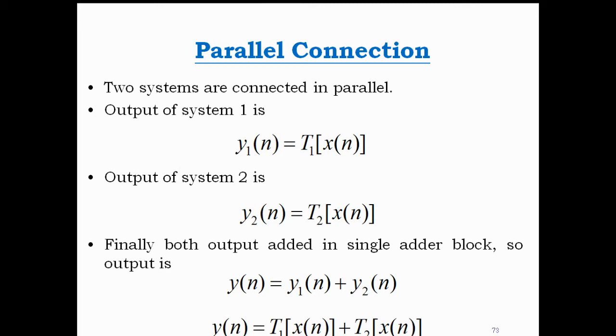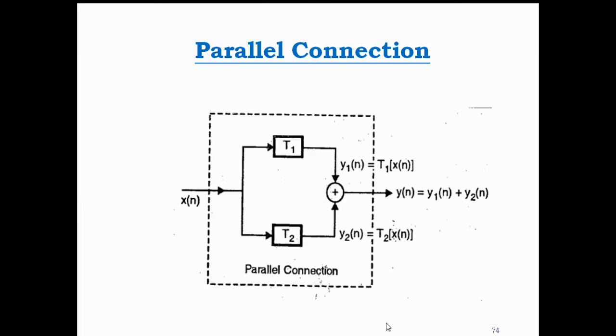So all in all, you can define y of n equal to T1 of x of n plus T2 of x of n. In simple terms, when we have two independent systems with a common input, the final output is nothing more than the addition of the two independent systems' outputs. Right? The idea will be very clear by looking at the block diagram of parallel connections.